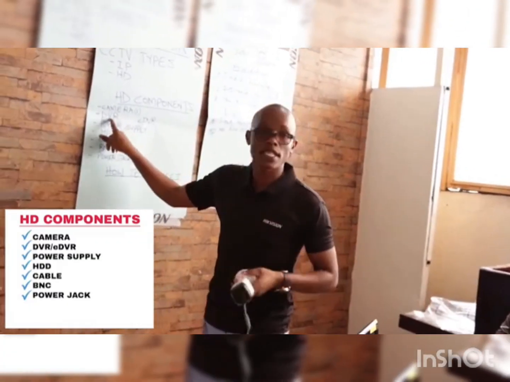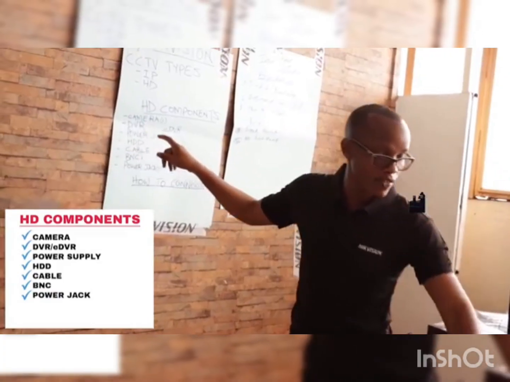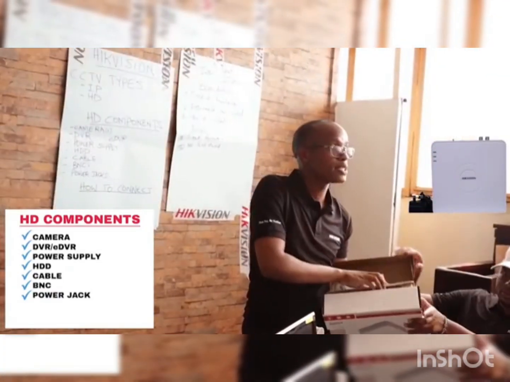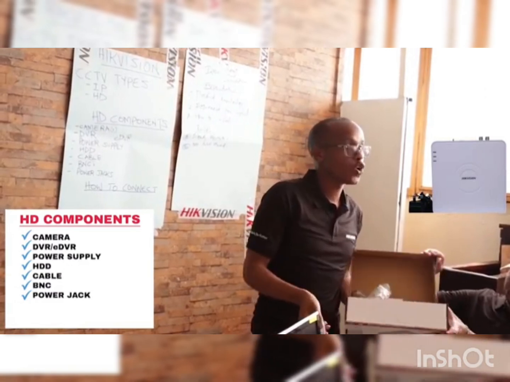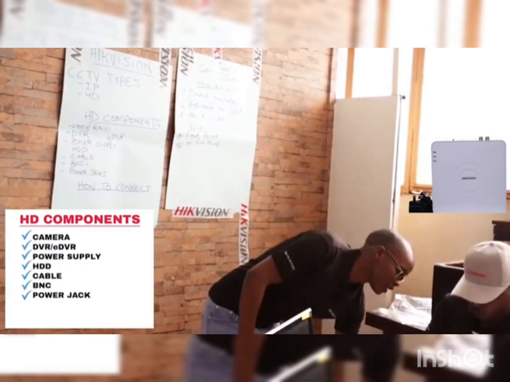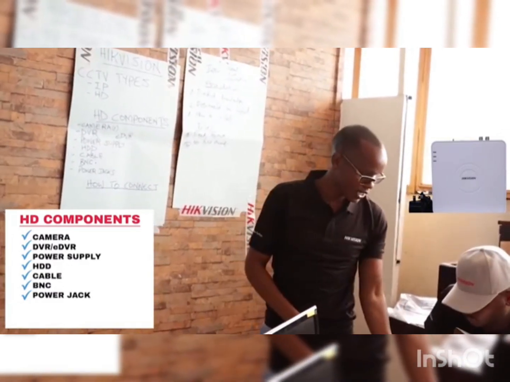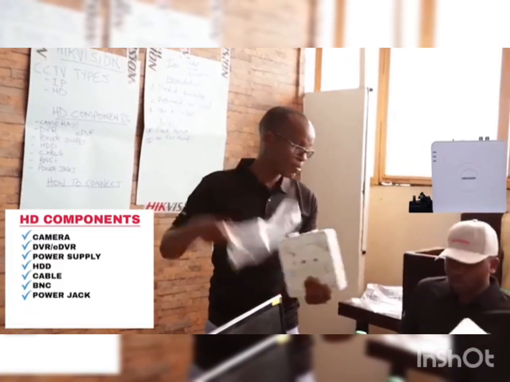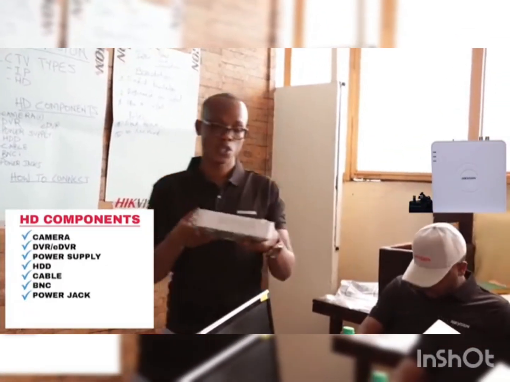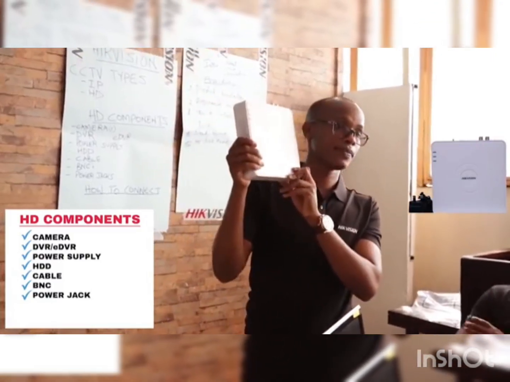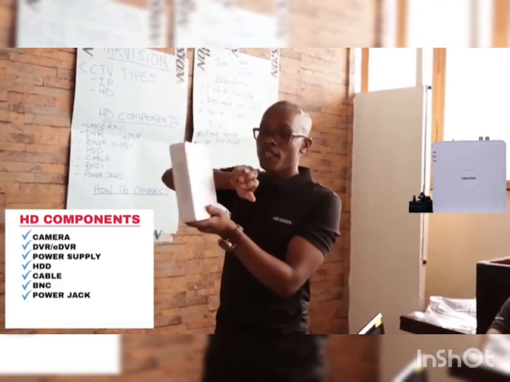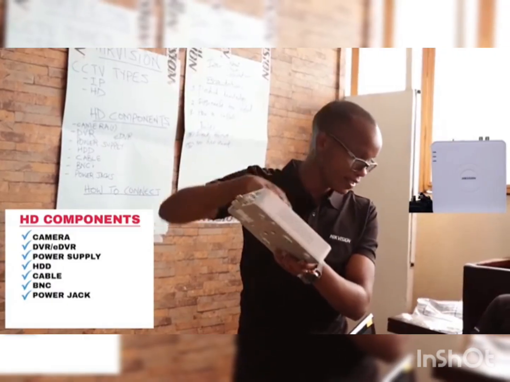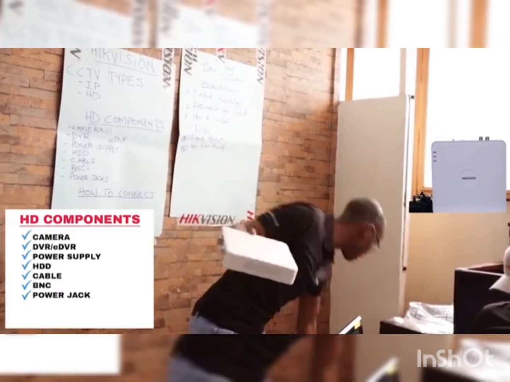The next item is the DVR. Does anyone know the meaning of DVR? DVR means digital video recorder. It is a gadget that will keep information for you. So this is a DVR. The DVR requires you to put a hard disk inside. So the next component is a hard disk.